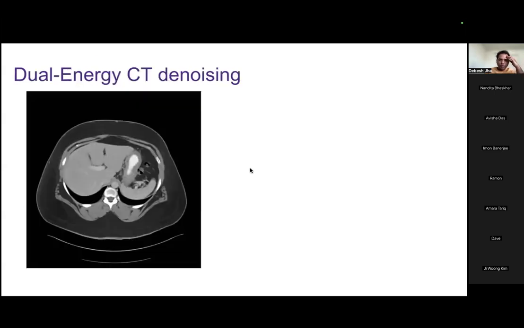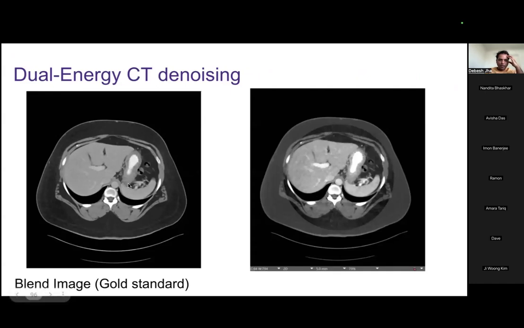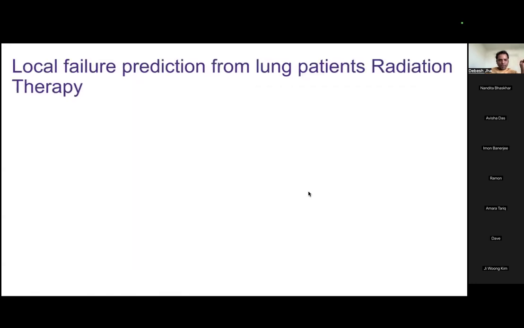Similarly, we are also working on dual energy CT denoising, where the goal is to develop a high contrast, better quality image from a low quality one. Here one has to emit a higher radiation dose, here lower. If we can improve this one and make the quality like the one on the left, then our image processing or computer vision approach can play a great role, and we could also save some hospital resources. So this is another task.